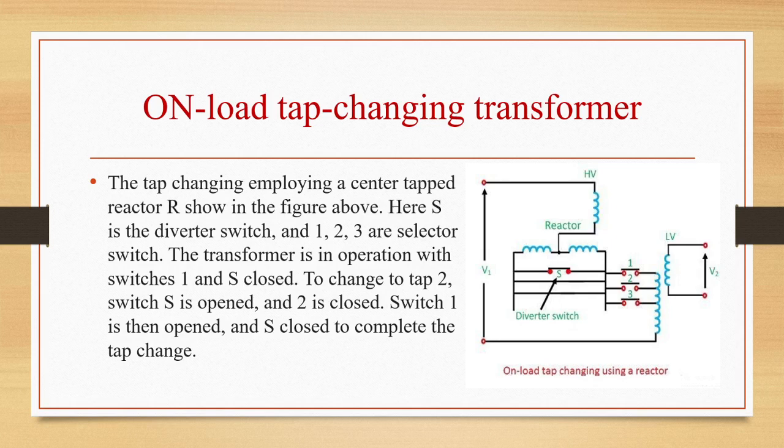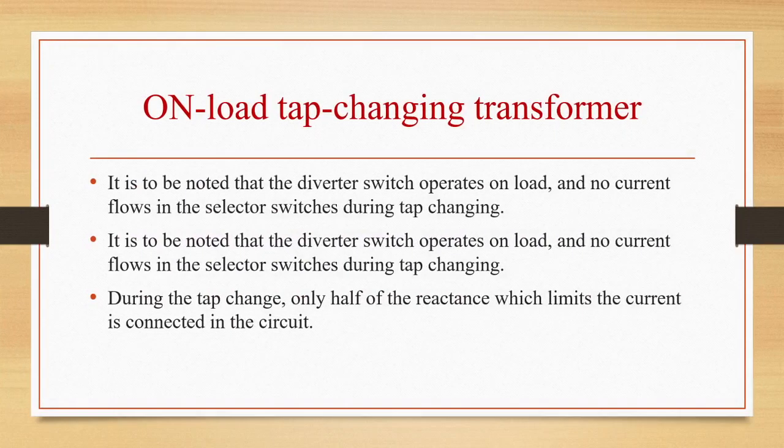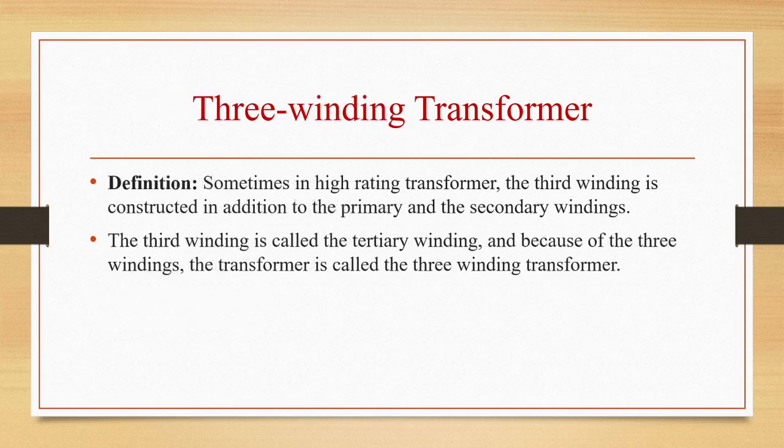The transformer is in operation with switches 1 and S closed. Then to change the setting from tap 1 to tap 2, switch S is opened and 2 is closed. Then switch 1 is opened and switch S is closed to complete the tap changing. In this way we can do the tap changing. Here the diverter switch operates on load and no current will flow in the selector switches during tap changing, and only half of the reactance which limits the current will be connected in the circuit.